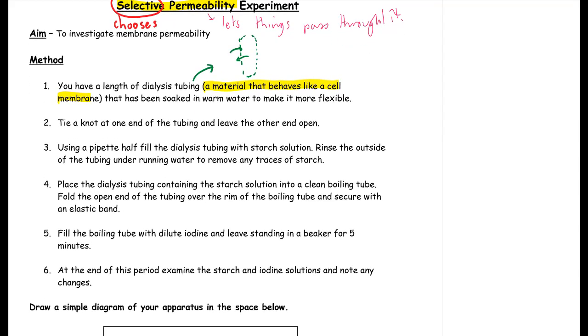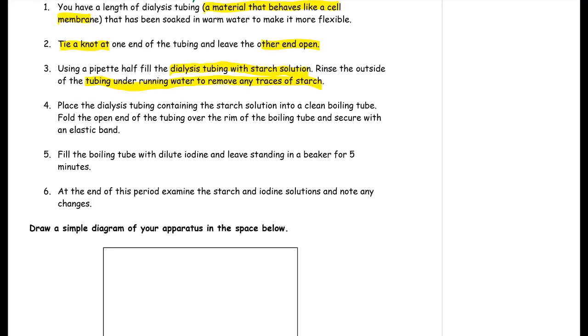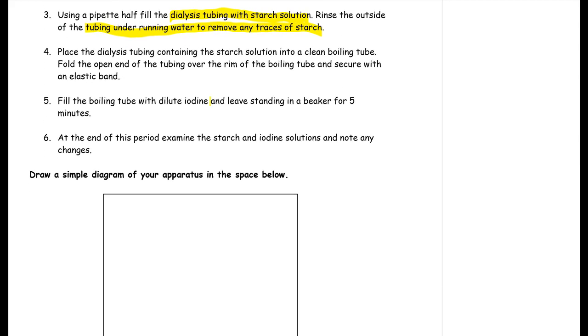So what you have to do was tie one knot at the end of it and leave the other end open. You then fill the dialysis tubing with starch and rinse the outer side of the tubing to remove any traces of starch. You place the tubing with the starch into a clean boiling tube and fold the end over the top of the boiling tube with an elastic band. You then fill the boiling tube with dilute iodine and leave it standing in a beaker for 5 minutes.